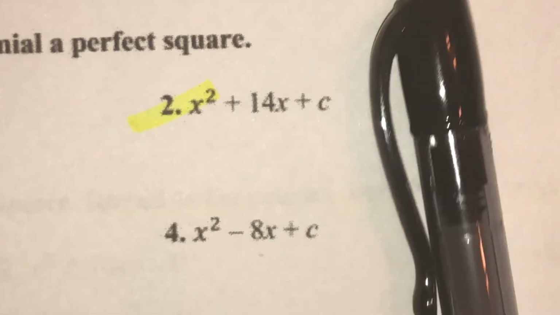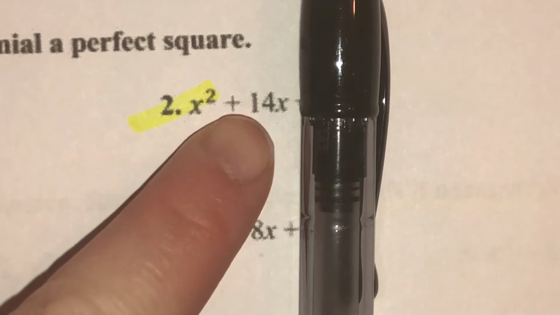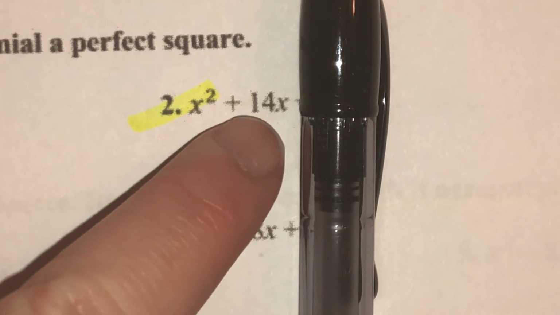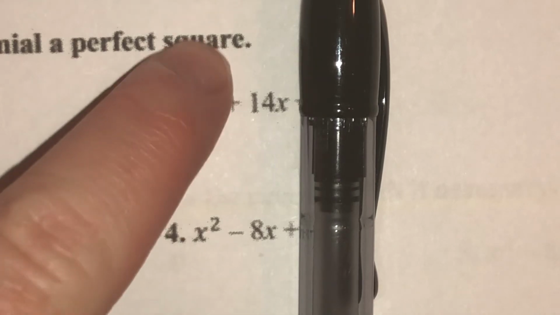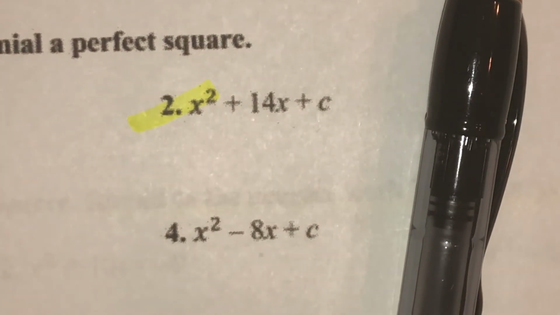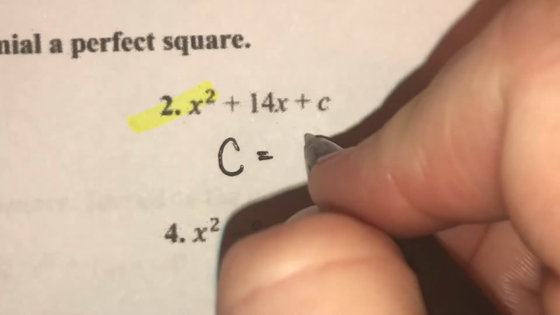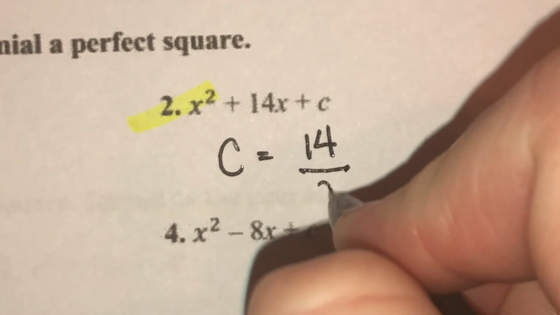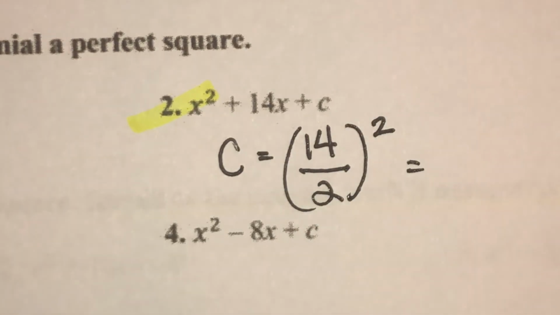Okay, so I'm going to ignore C and just look at the first 2 terms, x squared plus 14x. 14 is my B value. So I have to divide 14 by 2 and then square it and then add it on to the end. That's going to be my C value, right? So C equals 14 divided by 2 squared, right? So 14 divided by 2 is 7, and 7 squared is 49.